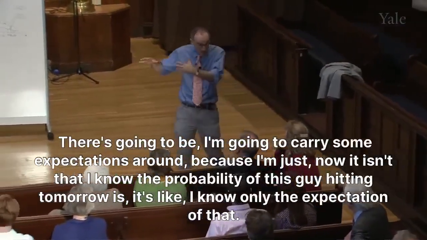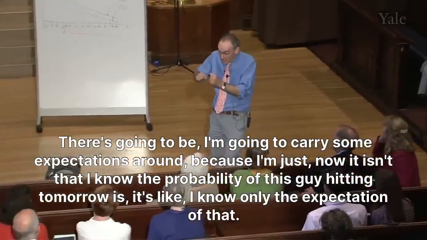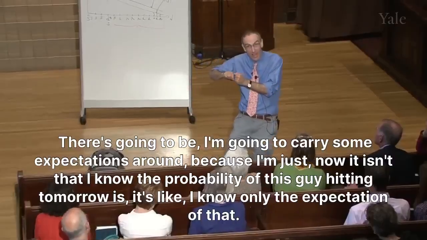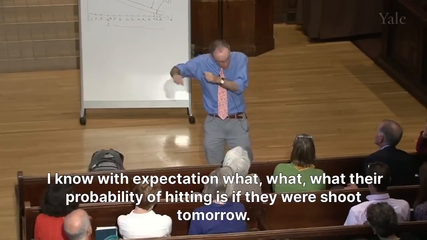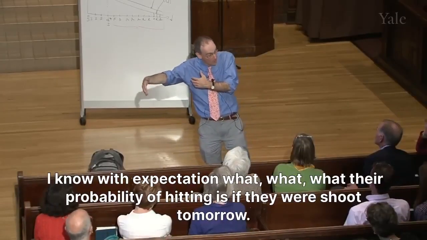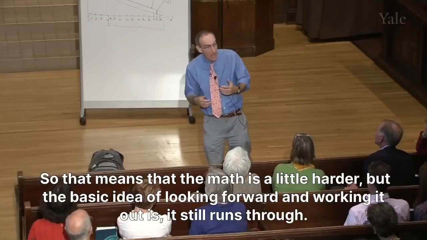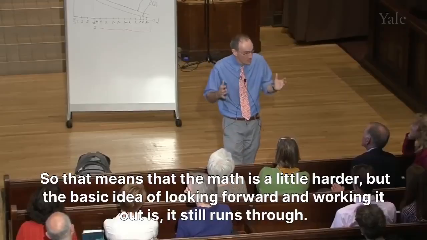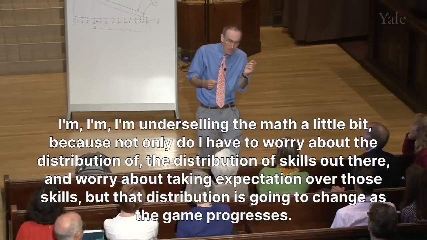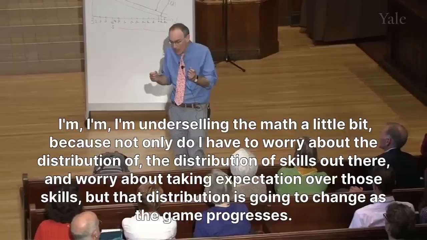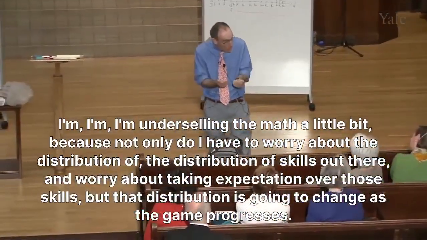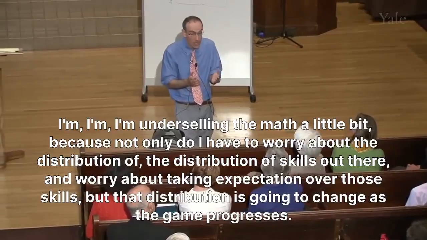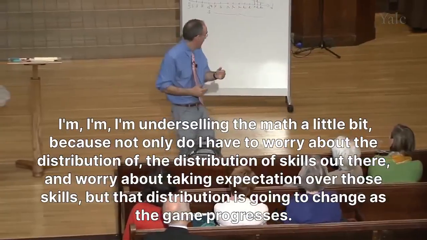I'm going to carry some expectations around, because it isn't that I know what the probability of this guy hitting tomorrow is, it's that I know only the expectation of that. I know with expectation what their probability of hitting is if they were to shoot tomorrow. So the math is a little harder, but the basic idea of looking forward and working it out still runs through. I'm underselling the math a little bit, because not only do I have to worry about the distribution of skills out there and take expectation over those skills, but that distribution is going to change as the game progresses.